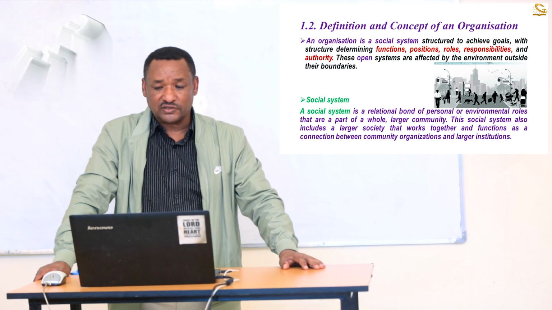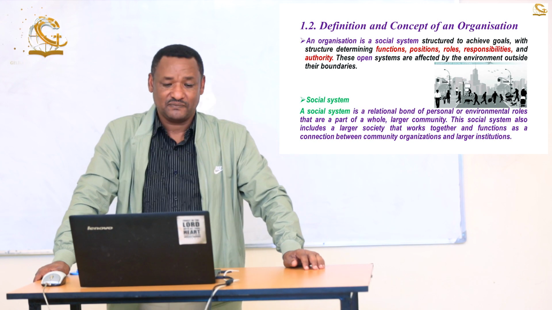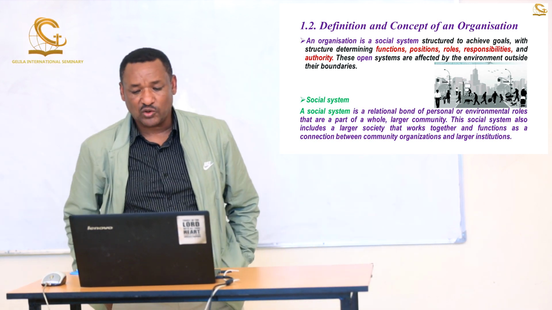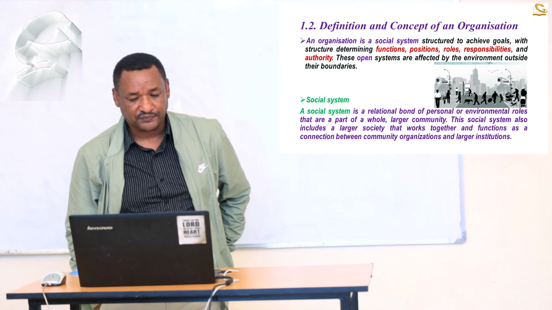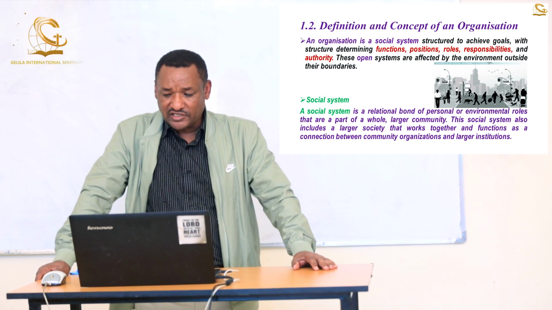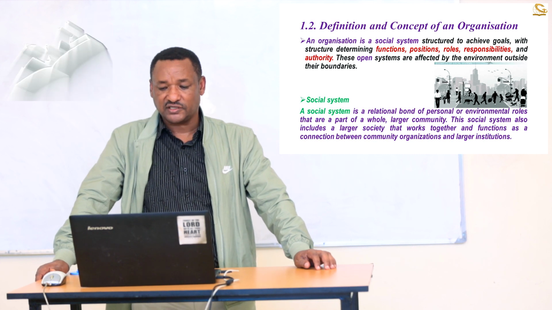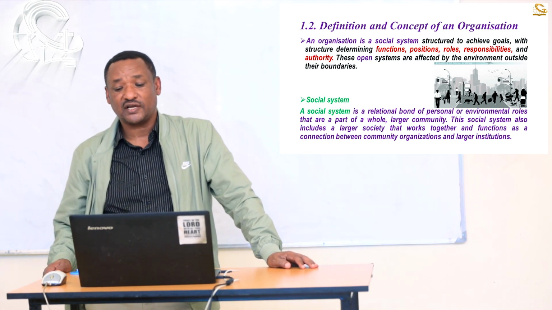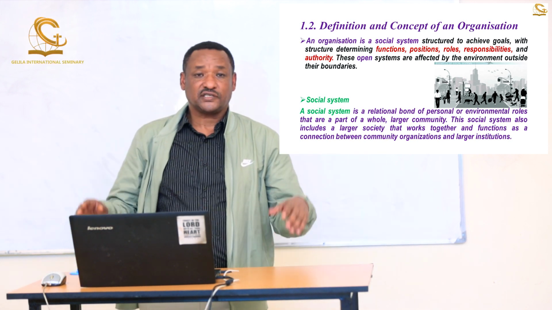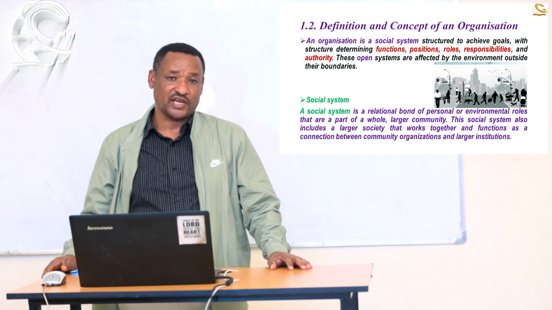So when we talk about the organization, we also have to think about the social system. The social system is a relational bond of personal or environmental roles that are a part of a whole, larger community. This social system also includes a larger society that works together and functions as a connection between community, organization, and larger institutions. If there is an organization, there is also a society.